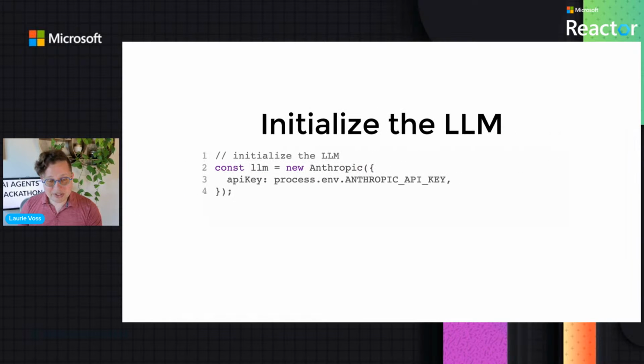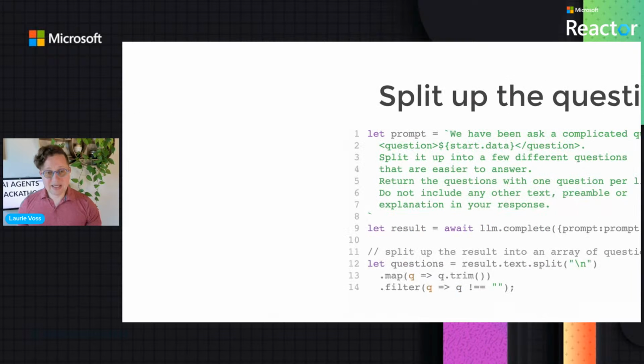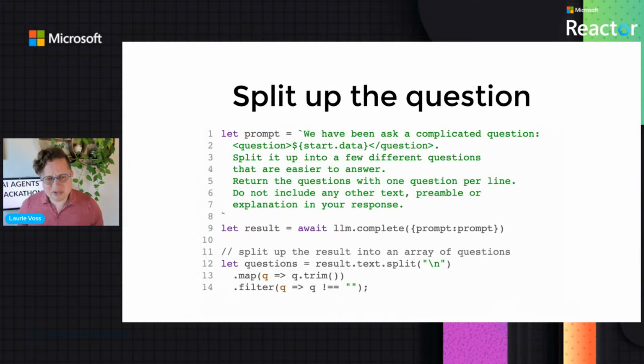We need our LLM to do stuff, obviously, and so we need to initialize it. This is how you do that. It's pretty simple. Splitting up the question is mostly a matter of prompting. Here, I'm telling the LLM to split up the question and return one question on each line. And then I'm doing some very basic string splitting to get each of those questions by splitting the string up on line breaks. Note that I've had to tell it to be quiet because otherwise it tends to include a preamble explaining what it just did.